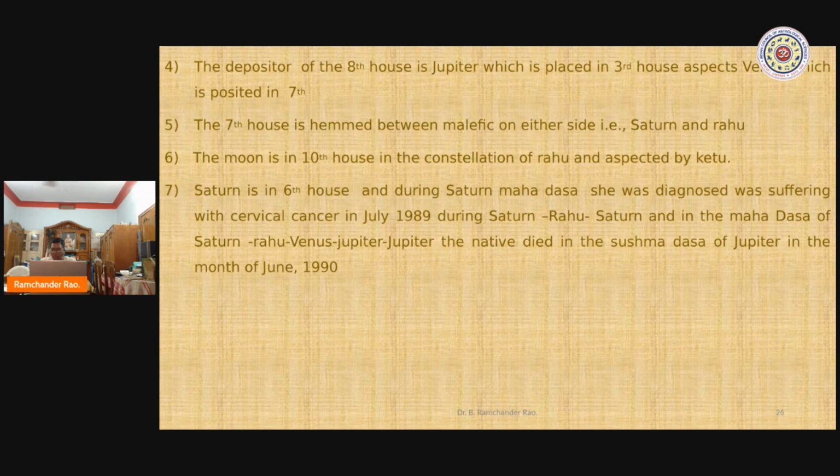Saturn is in the 6th house, and during the Saturn Mahadasa she was diagnosed with cervical cancer in July 1989, during Saturn Rahu. In the Mahadasa of Saturn, Rahu, Venus, Jupiter, that is the Sookshma Dasha, the native died in the Sookshma Dasha of Jupiter in the month of June 1990. That was the end of that.